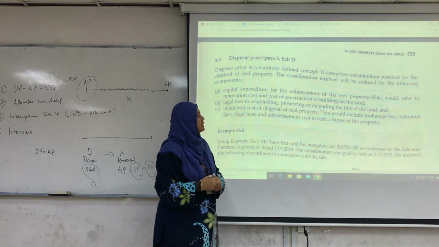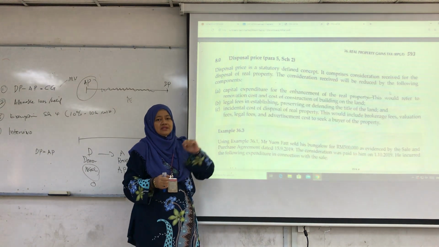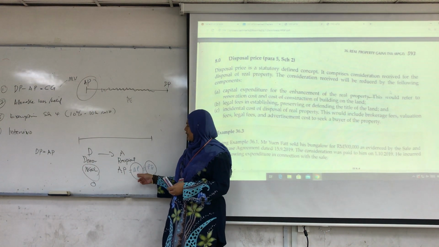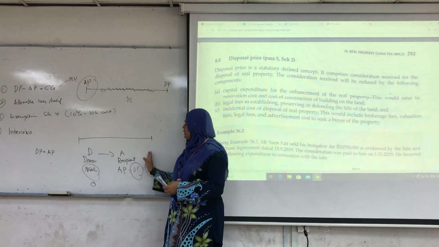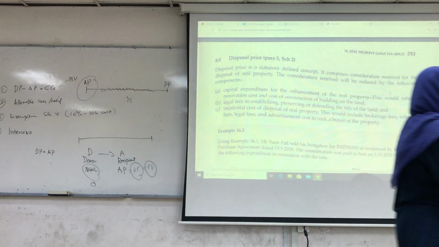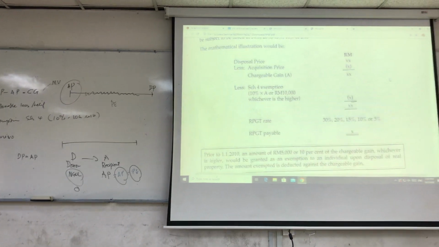And of course, under here you don't have any cost incurred for all these things, right? So that's why under inter vivos here, you only take the actual price of the donor plus any permitted expenses to be the acquisition price of the recipient. Right? So let's look at the example here.